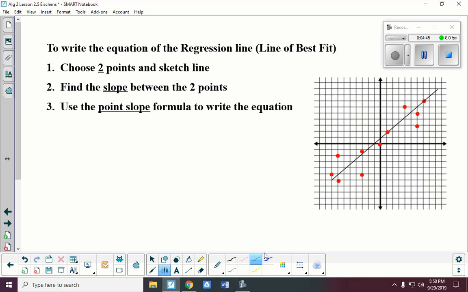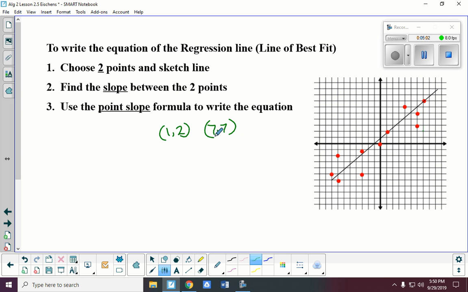So now let's write down the coordinates of those points. We have 1, 2, and 1, 2, 3, 4, 5, 6, 7.